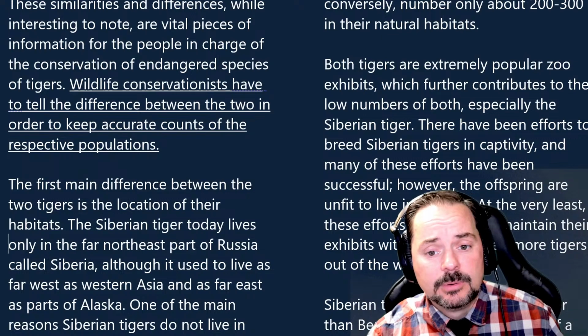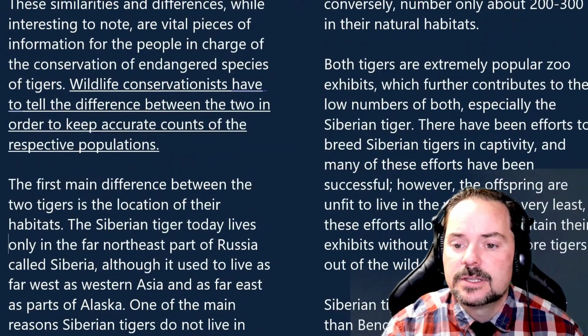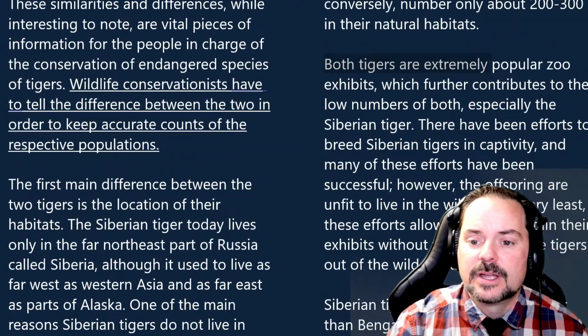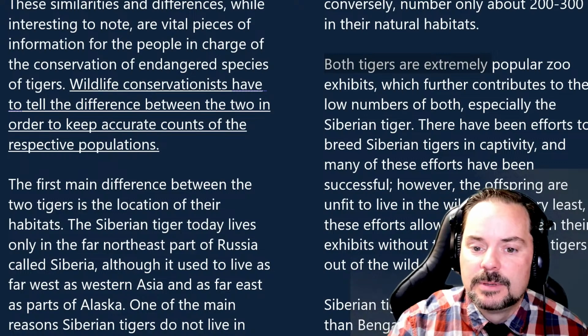But anyway, back to the point here. So let's do this. You should see the next paragraph come up on the screen. Both tigers are extremely popular. So go from there.